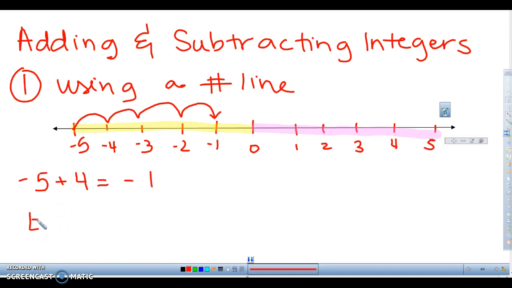I'm going to let you try this next one on your own. If I start at -1 and I move left 2 because that's a -2, I will end up at -3.